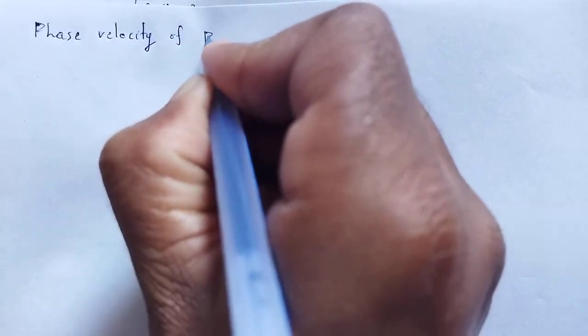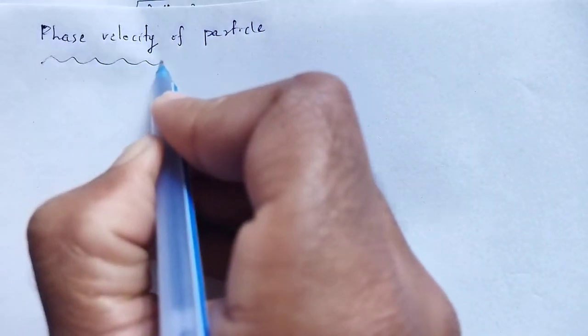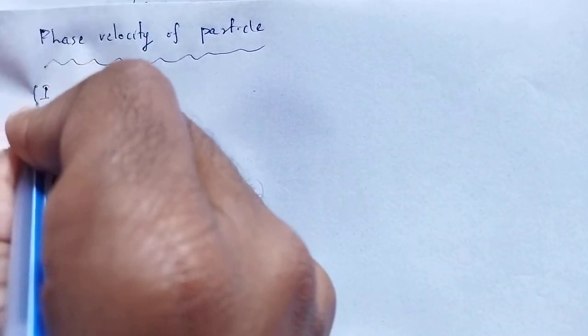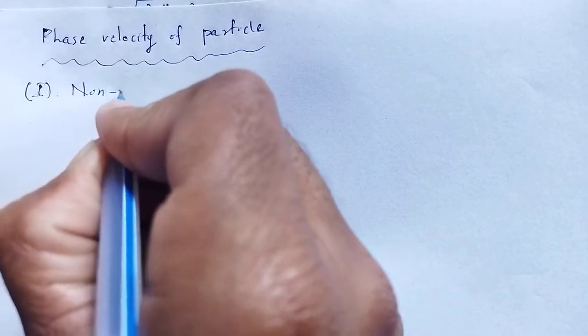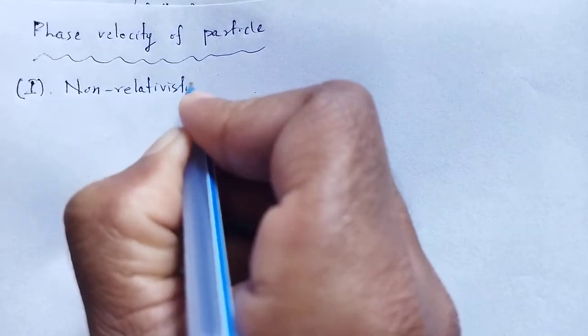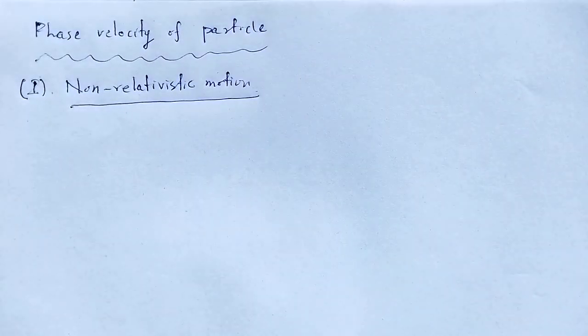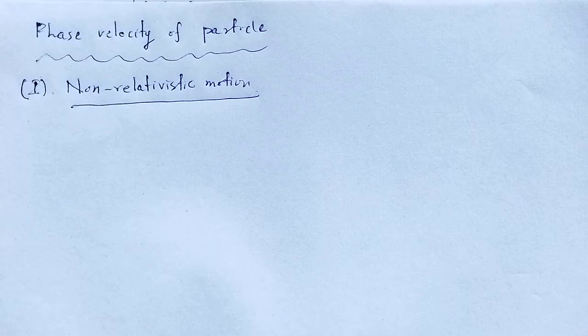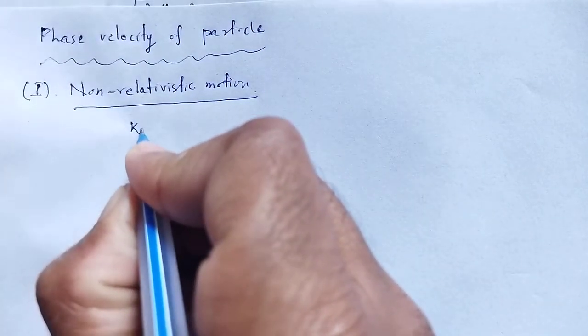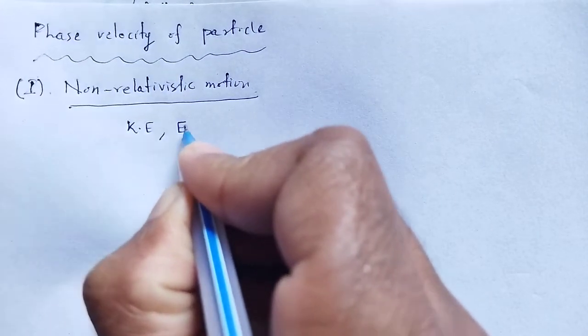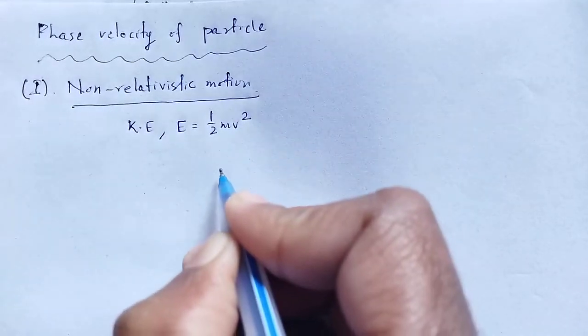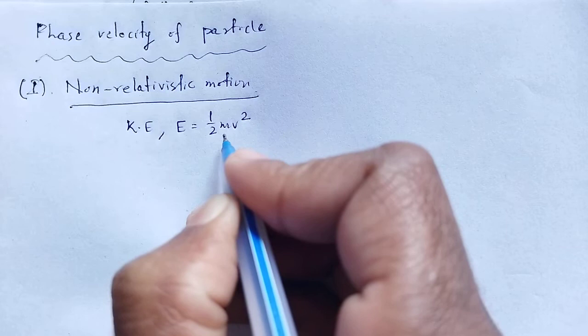Phase velocity of a particle. First case, for non-relativistic motion. What should be the phase velocity of the particle? We know the kinetic energy of a particle having mass m at non-relativistic speed v. We can write the kinetic energy of that particle as E equals half m v squared, for a particle having mass m moving with a velocity v.